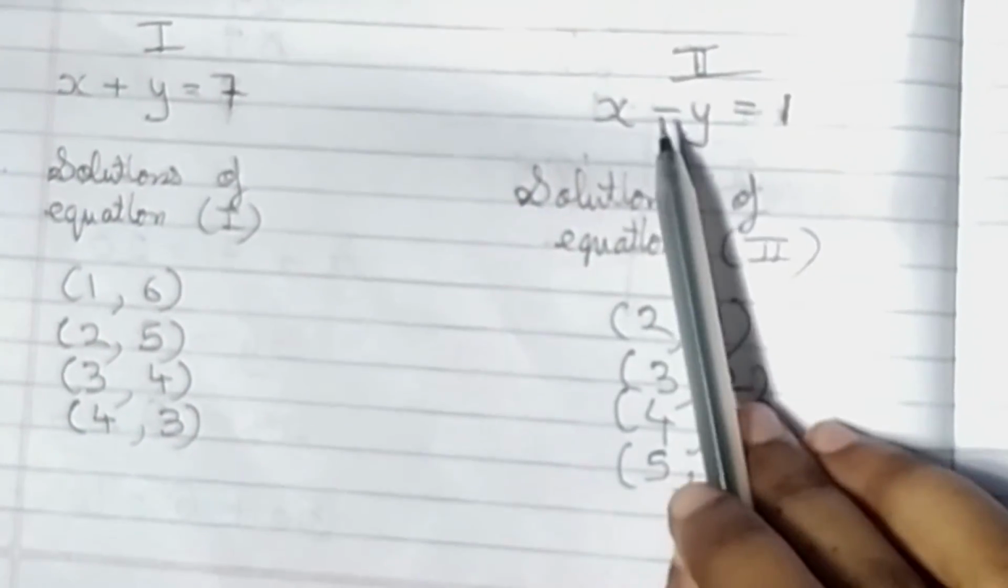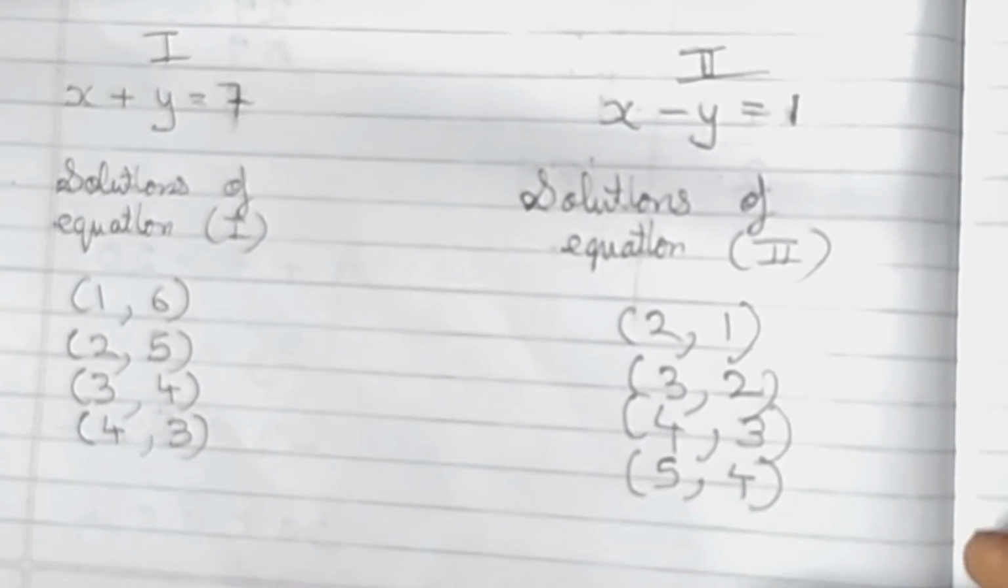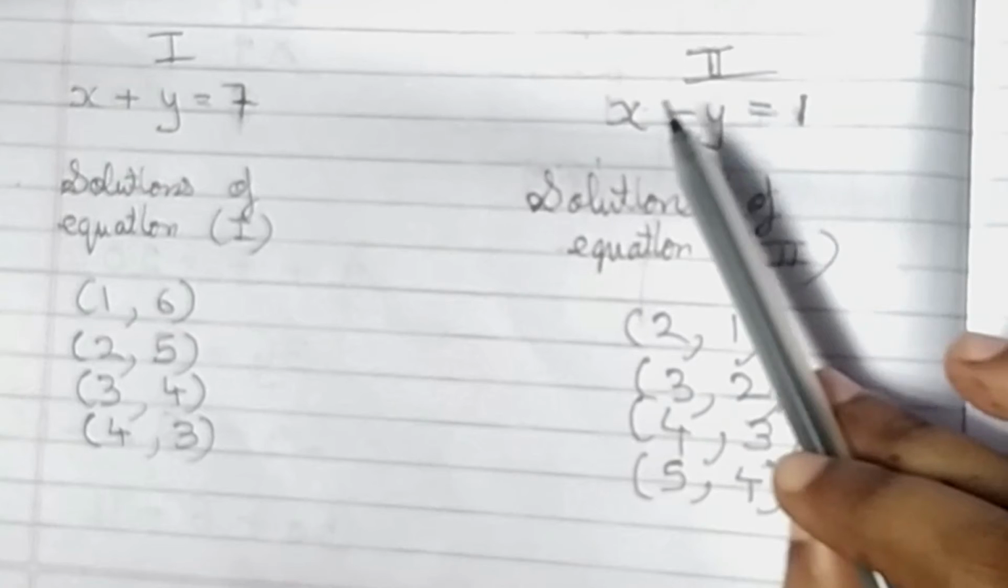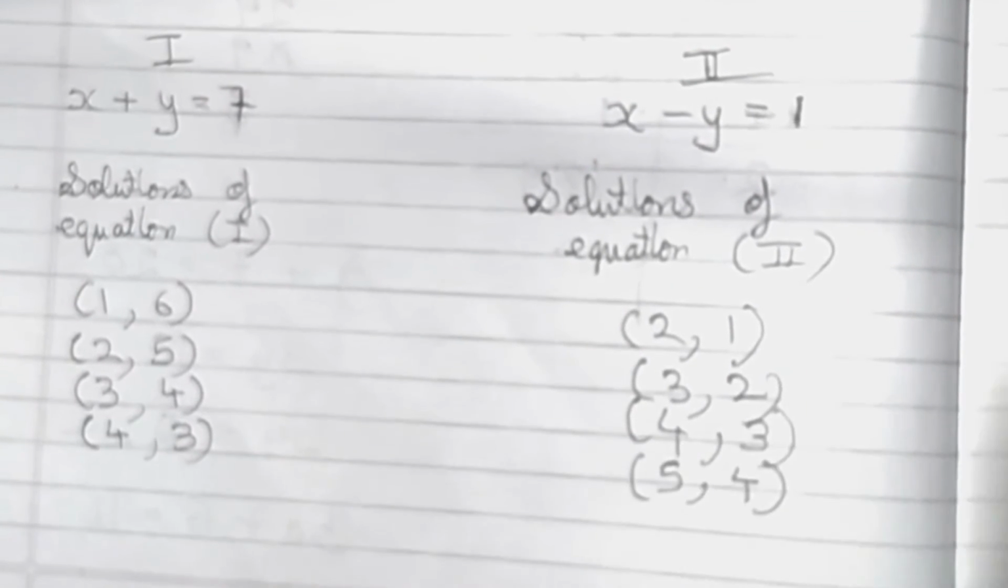This is the second equation. What is the second equation? x minus y equal to 1. And these are some of the solutions. It will have infinite solutions. We have seen just now that an equation in two variables will have infinitely many solutions. But here I have written only some solutions. Now see the solutions of these two.